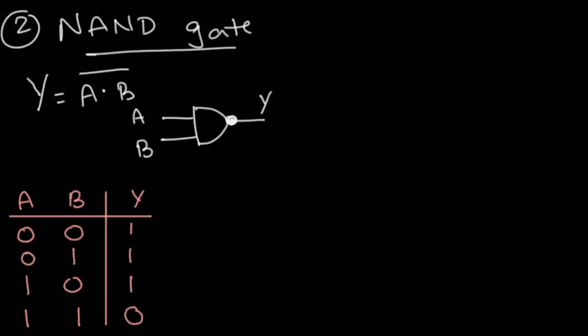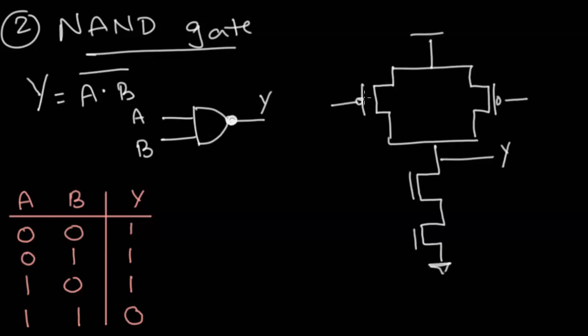Let's understand the diagram of the NAND gate using a transistor. So here we have the transistor diagram of the NAND gate with inputs A and B on the PMOS side, and it's connected to the same inputs A and B on the NMOS side, connected like this. So now we have the VDD, the ground and the output Y.